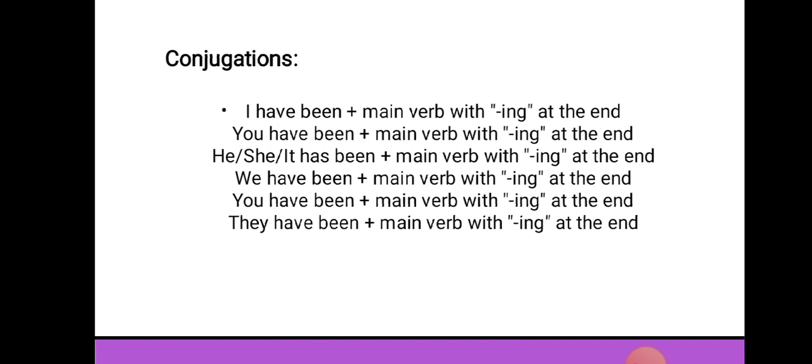Been is the auxiliary verb that is used in the present perfect continuous. Verb plus -ing is the form of the verb that is used in the present perfect continuous.